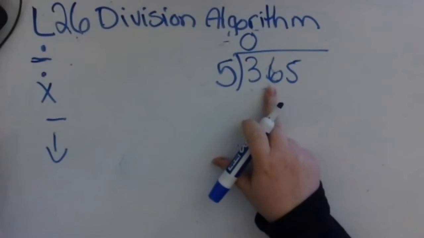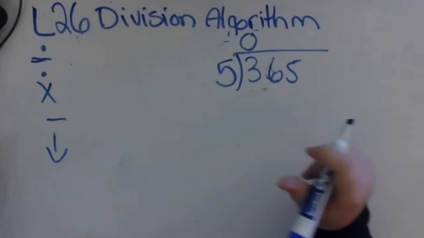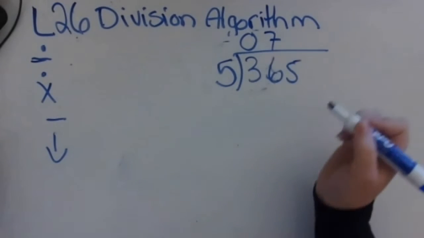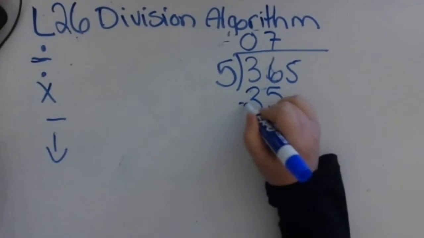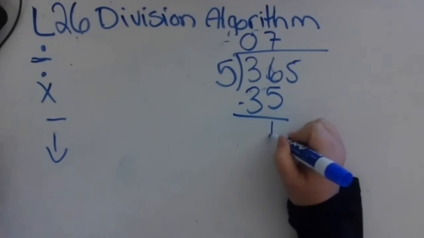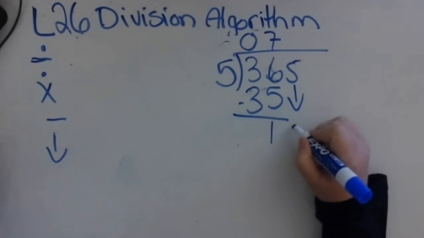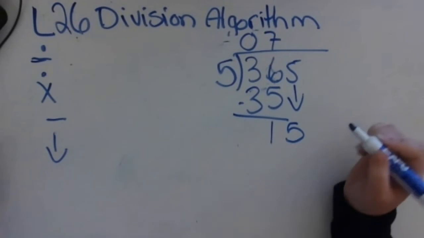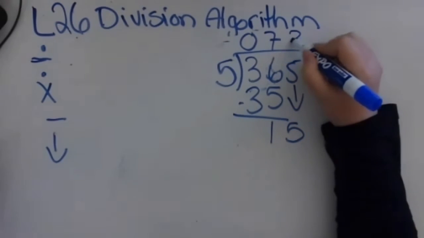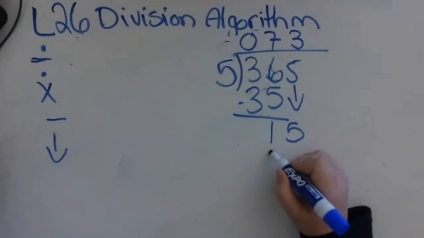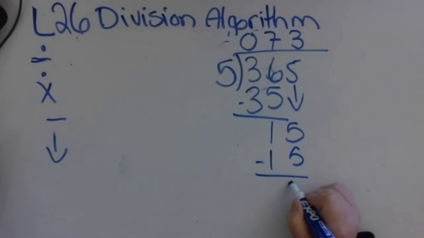How many times? Using your multiplication chart, you can see that 5 goes into 36 7 times, which is 35. 5 times 7, multiplication, is 35. Subtract. 36 take away 35 is 1. Bring down the 5. Do it all over again. 5 goes into 15 how many times? 5 goes into 15 3 times. 5 times 3 is 15. Subtract, and 0. Nothing else to bring down. So your answer is 73.